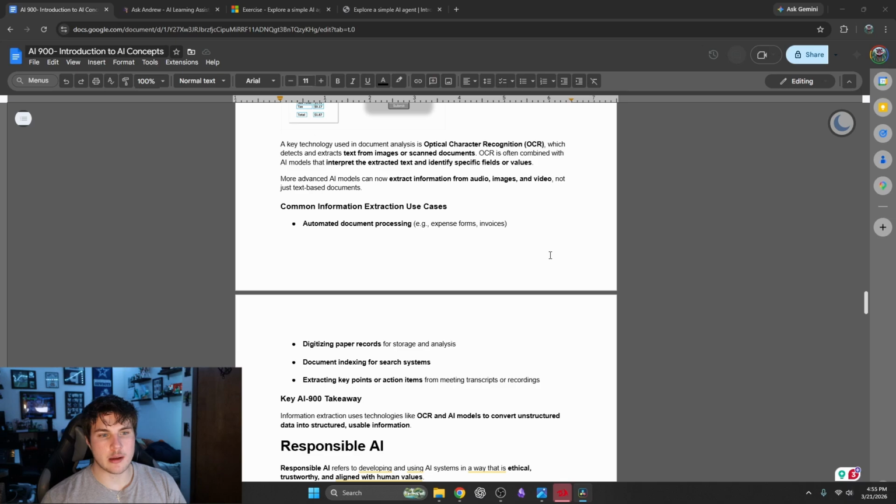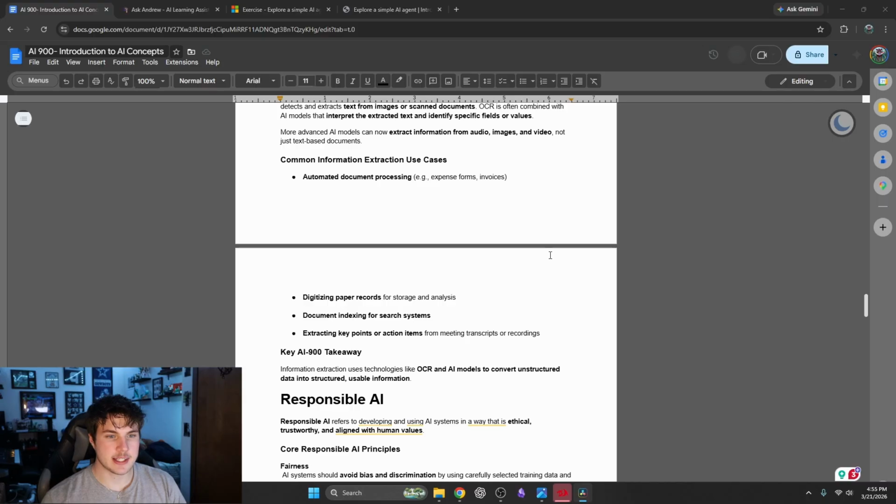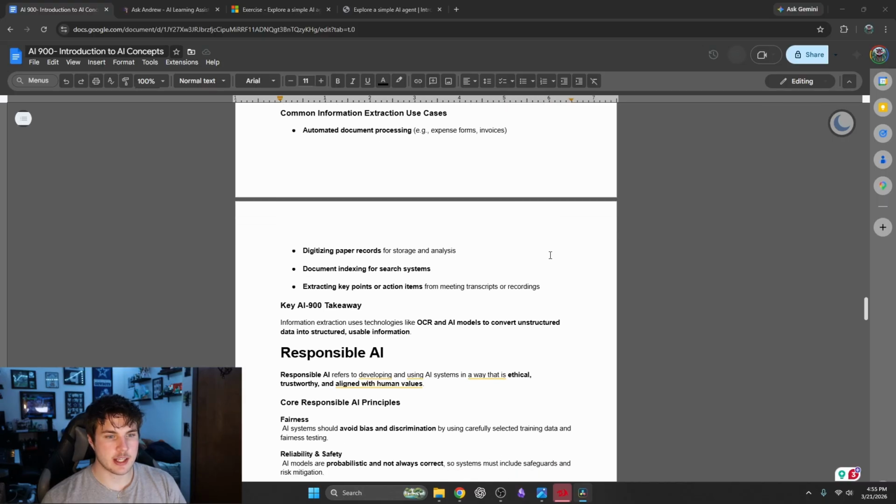Use cases include automated document processing, for example expense forms and invoices, digitizing paper records for storage and analysis, document indexing for search systems, and extracting key points or action items from meeting transcripts or recordings. The key takeaway is that information extraction uses technologies like OCR and AI models to convert unstructured data into structured, usable information.